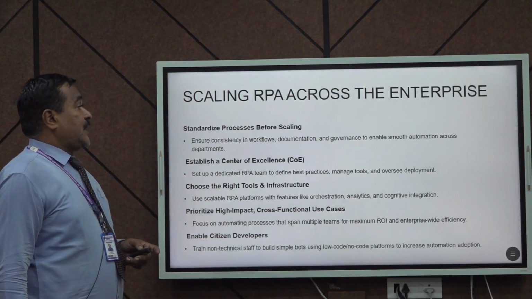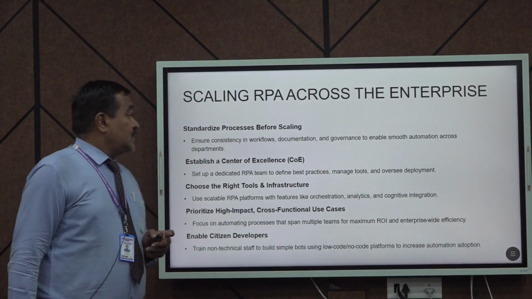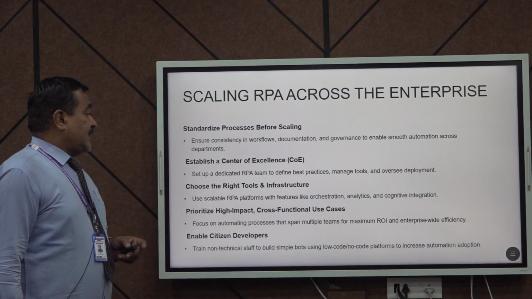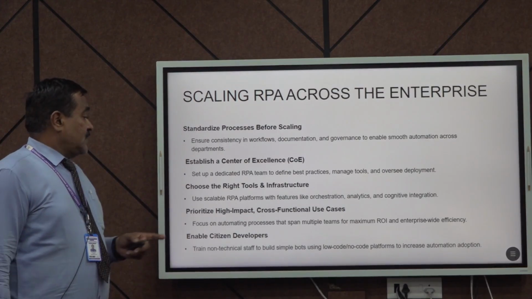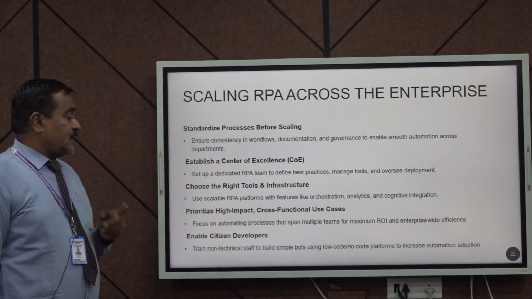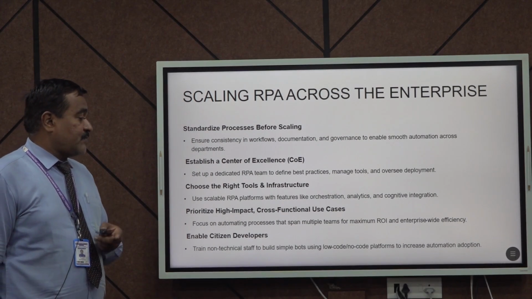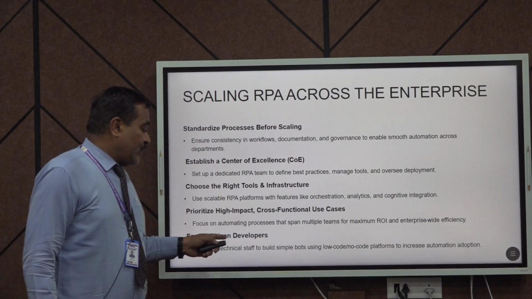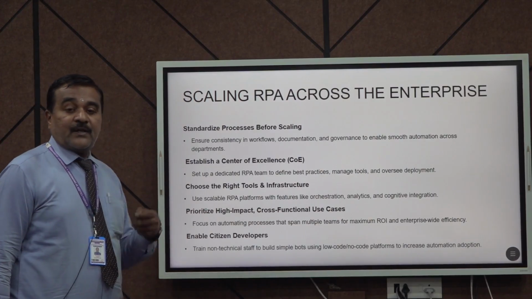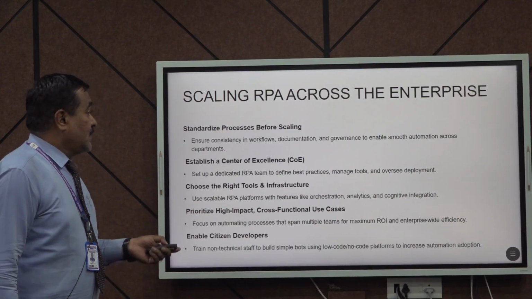So this is scaling RPA across the enterprise. First one is standardizing the process before scaling, and establishing a center of excellence, and choosing the right tools and infrastructure, and prioritizing high-impact and cross-functional use cases, and enabling citizen developers. So these are the steps for scaling RPA across the enterprise.